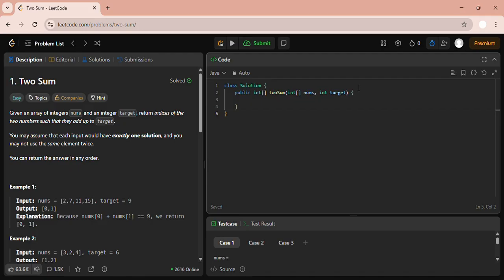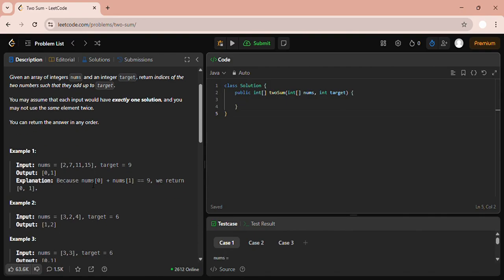So here, suppose the array is 2, 7, 11, 15 and the target is 9. The answer is 0, 1. This is because nums at index 0 is 2 and nums at index 1 is 7. Together they add up to 9.